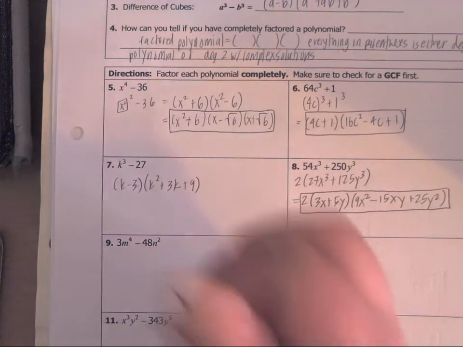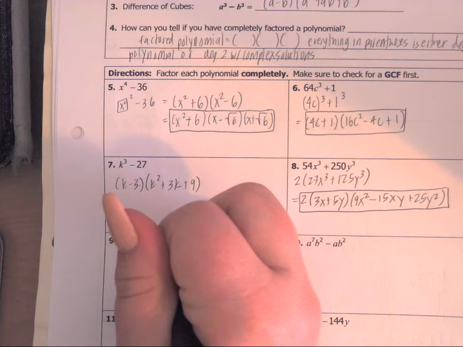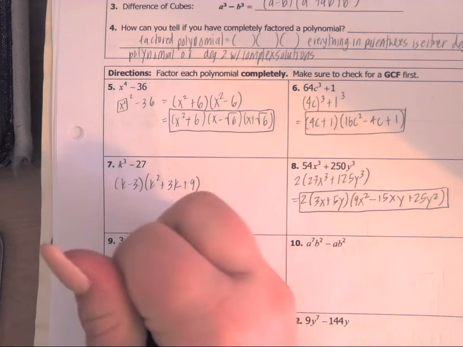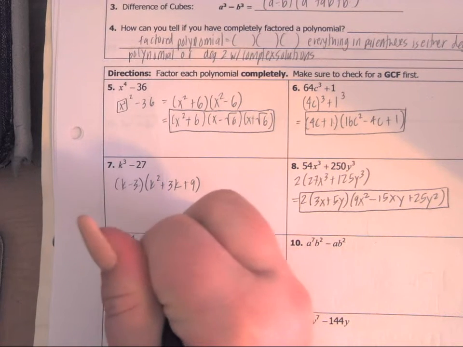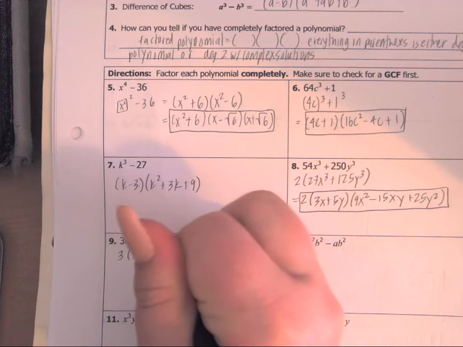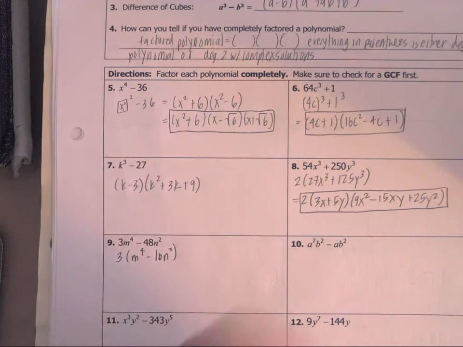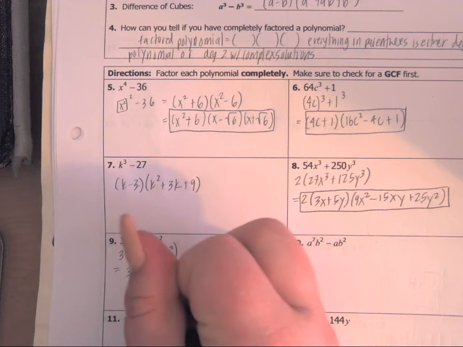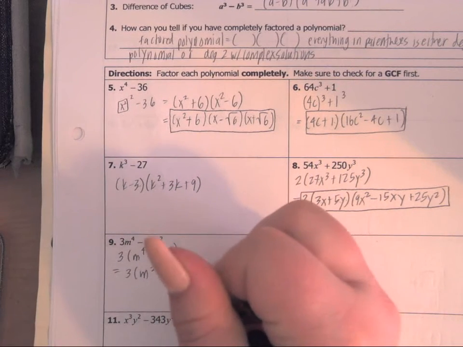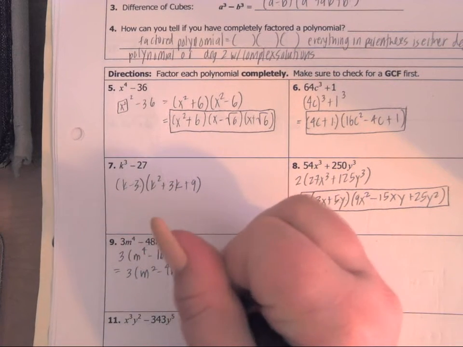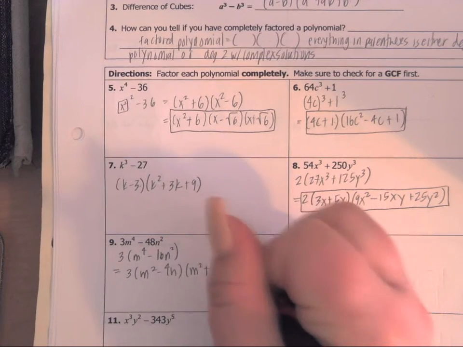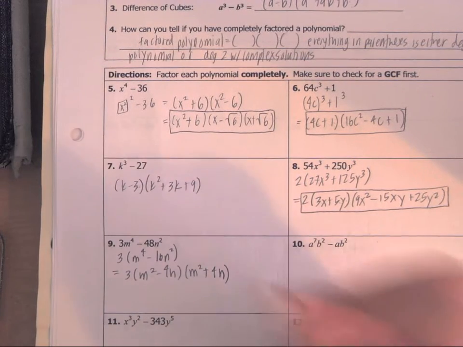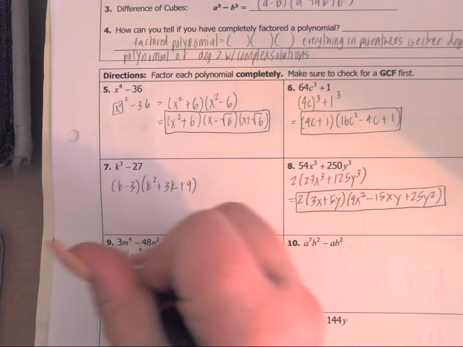Okay, this one, you can pull out a 3, right, and then that's m to the fourth minus 16n squared, and that's a difference of squares, so that's 3 times m squared minus 4n, and m squared plus 4n. That's it.